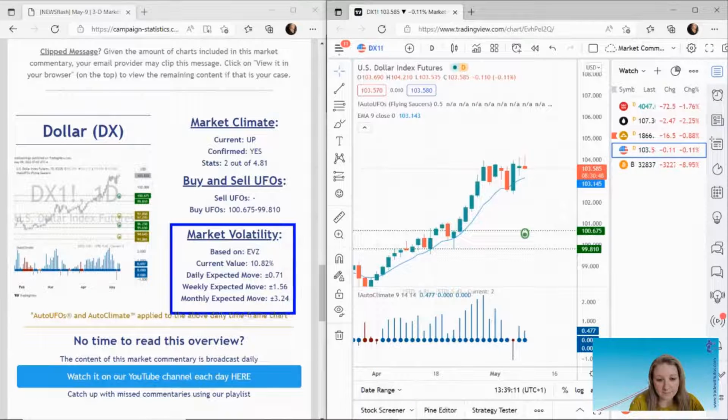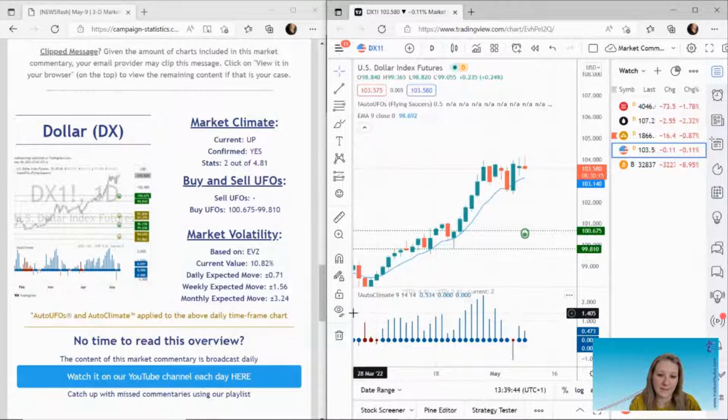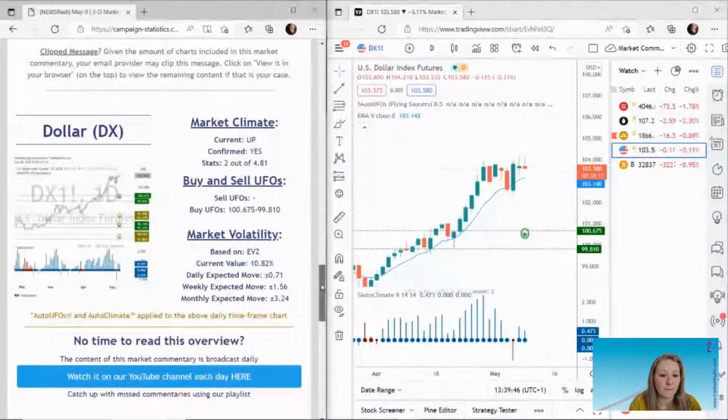In terms of volatility, we'd expect movement up or down in 1 year of 10.82%. So in a day, 0.71 points. In a week, 1.56 points. And in a month, 3.24 points. Again, that's movement either up or down.